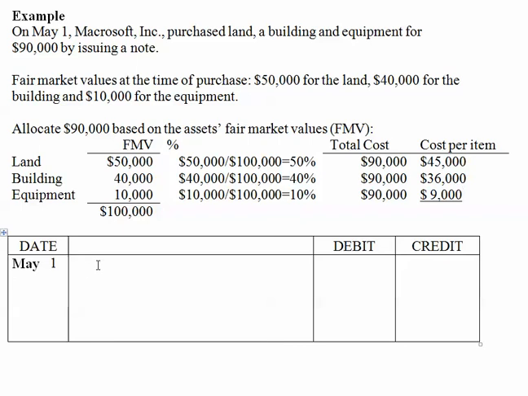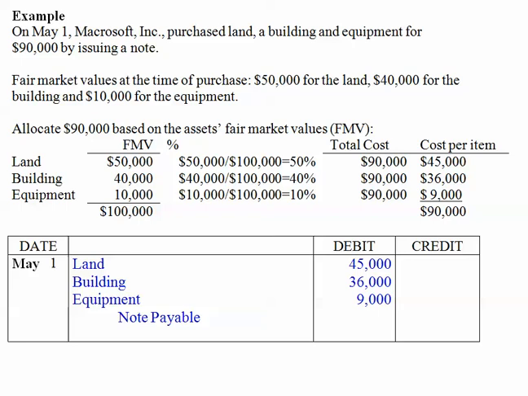So to record that, you're going to debit your land, your building, and your equipment for the amounts that you got here, which, by the way, all total 90,000. So again, the land we have 45,000, the building 36, and lastly the equipment 9. What we exchanged for those items is a note payable. So we'll credit what we give, and we're giving a note.